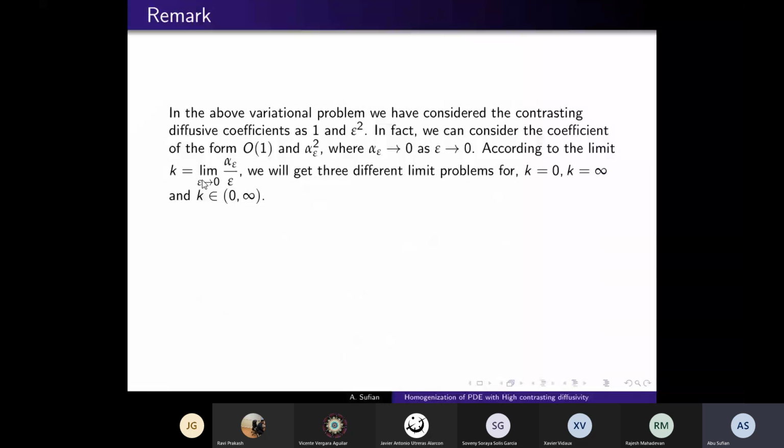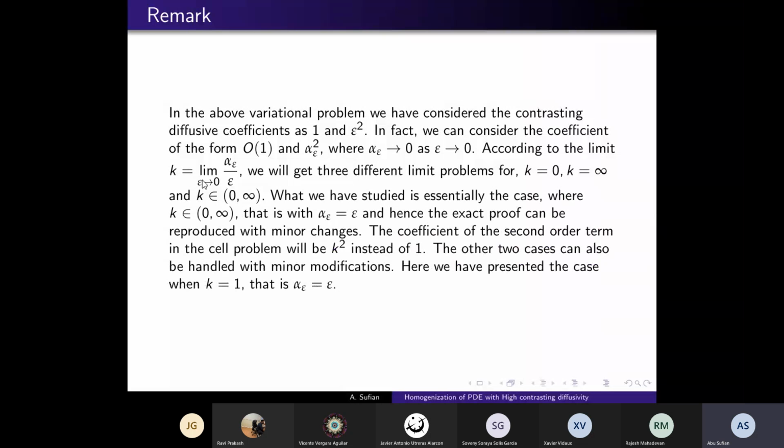So here, whatever we have done is for k between 0 and infinity, that is k is equal to 1. Basically, in our case, alpha epsilon is equal to epsilon. So the limit as epsilon tends to 0 of epsilon by epsilon is 1. So we can carry out the whole thing in this setup also. If you take arbitrary k, for any k belonging to 0 to infinity, the only changes will be in the cell problem.